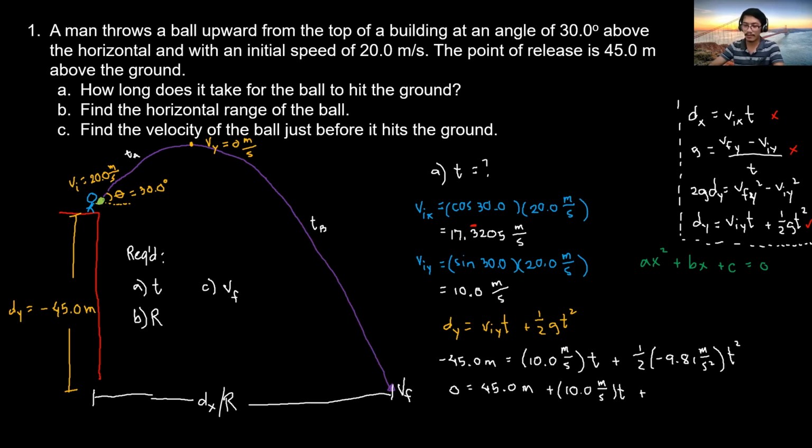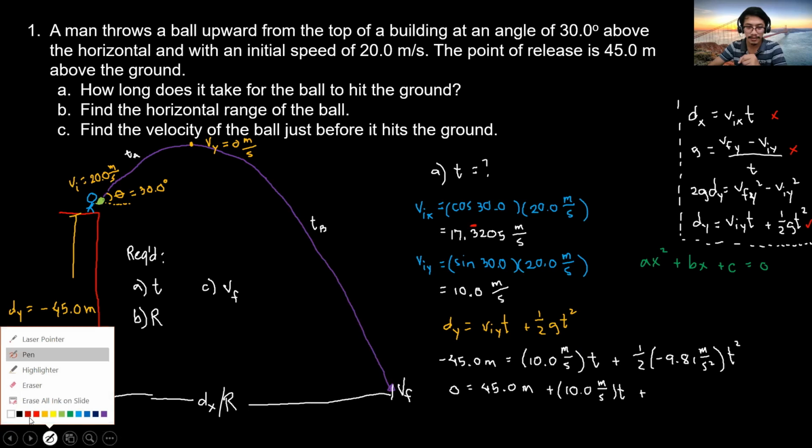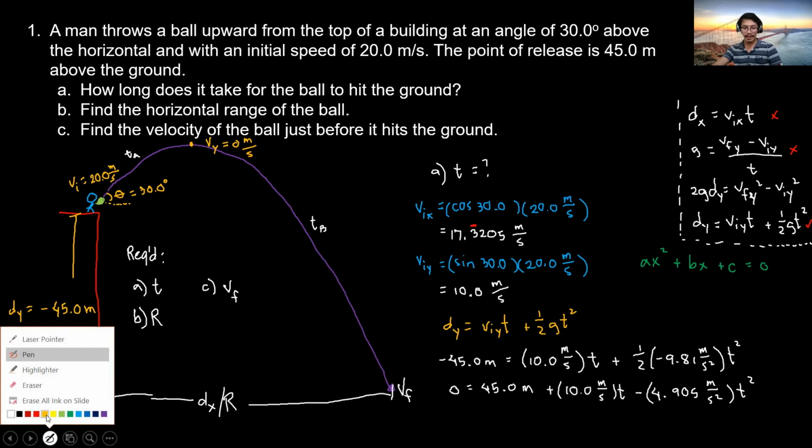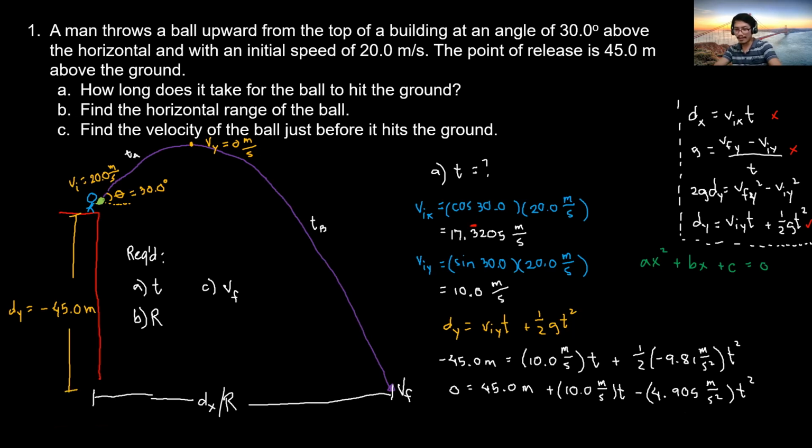That's negative. So lagyan ko ng negative ha. Minus 4.905 meters per second squared T squared. That is already the standard form. So alam natin na this is A. This is A. This is B. And this is C sa ating standard form.